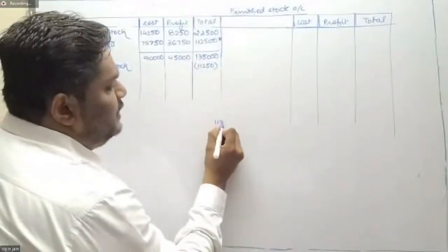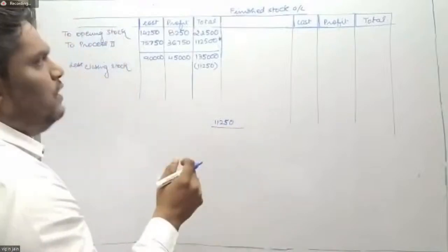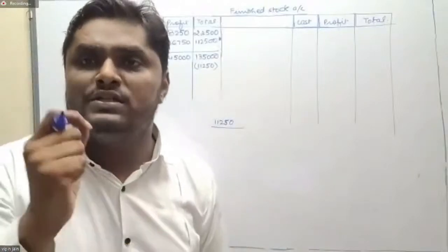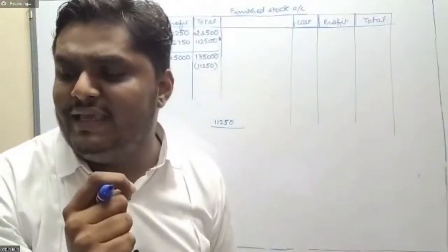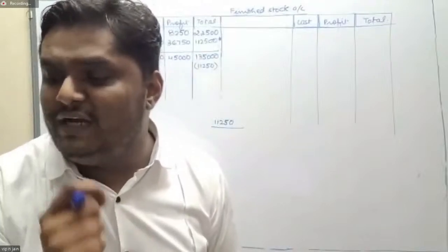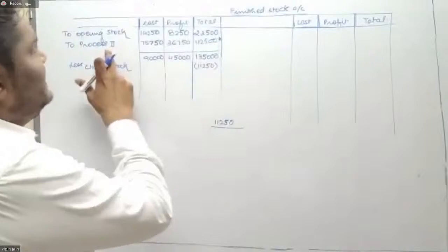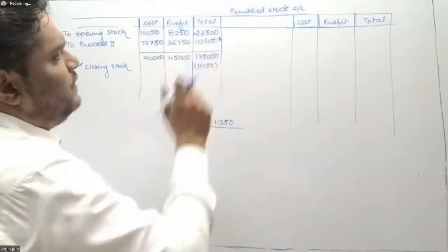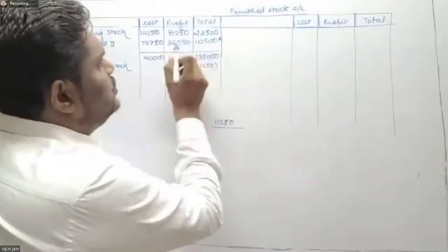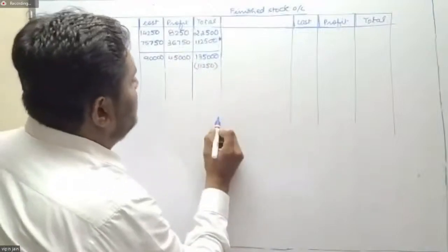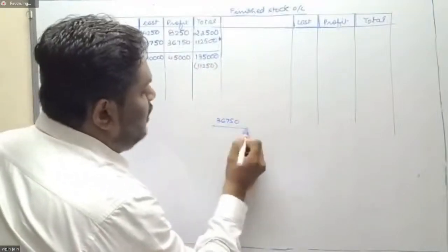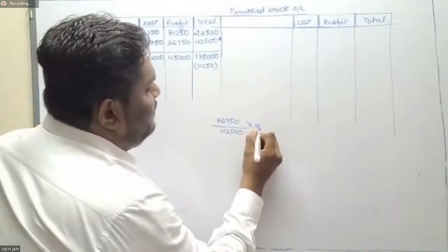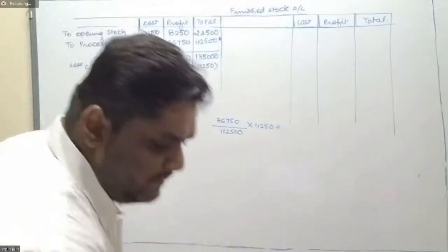So 11,250 is the total value of closing stock. We will not consider 45,000 and 1,35,000 because this is the prime cost. The question is saying that finished stock is valued at the price at which it is received from process second. Received from process second, the figures are 75,750, 36,750 is the profit, and 1,12,500 is the total. So 36,750 is the total profit on 1,12,500. Therefore, on 11,250, how much will be the profit?